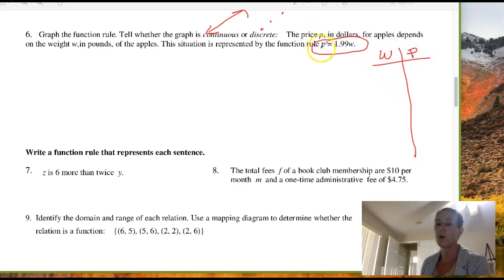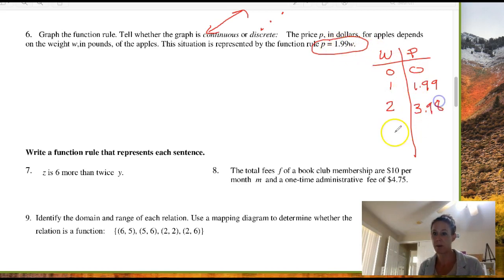Okay, so here's our rule. I'm going to use this rule to make a table. So I'm not going to have negative weight in apples. They're going to weigh something. I could have no apples, or no weight and no price. I could have a pound in weight, and my price would be 1 times 1.99, and it would be $1.99. 2 pounds, I go 2 times $1.99, which would be $3.98 for 2 pounds of apples. 3 pounds of apples, 3 times $1.99 would be $5.97.